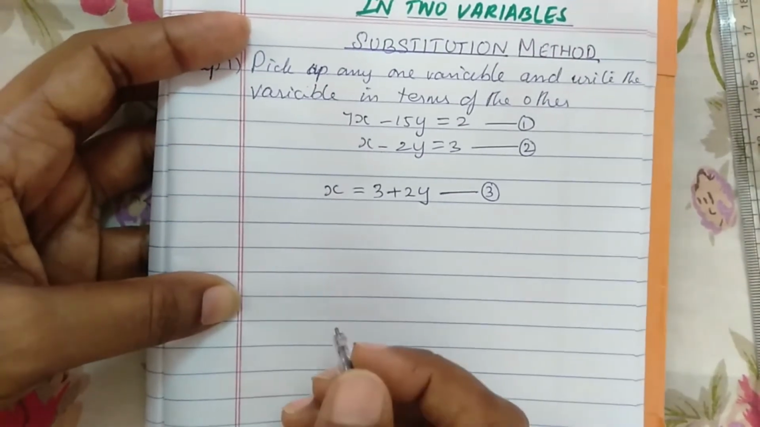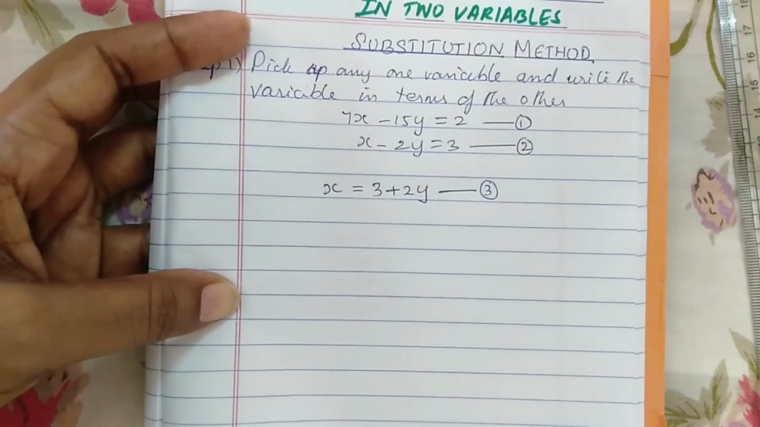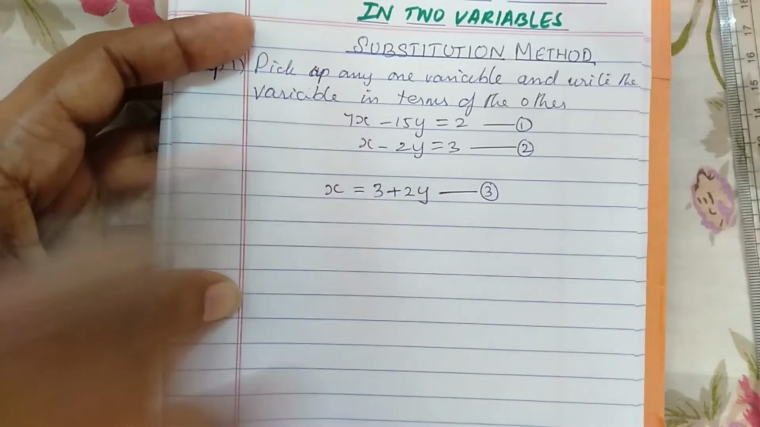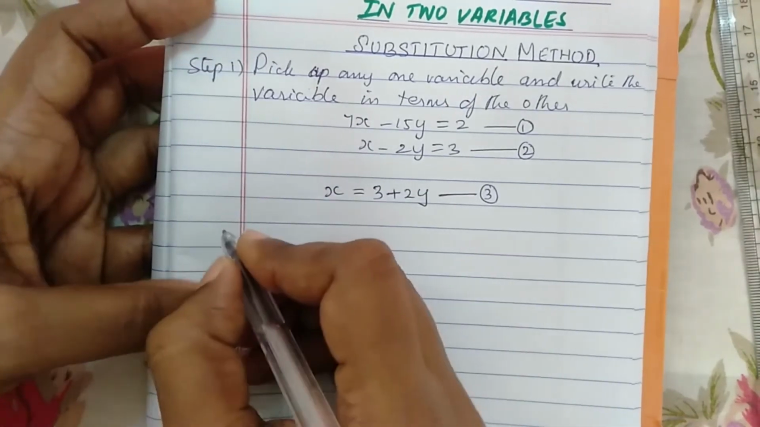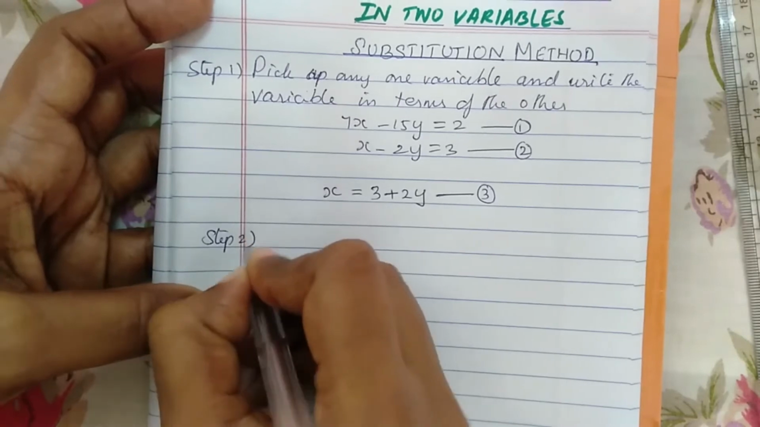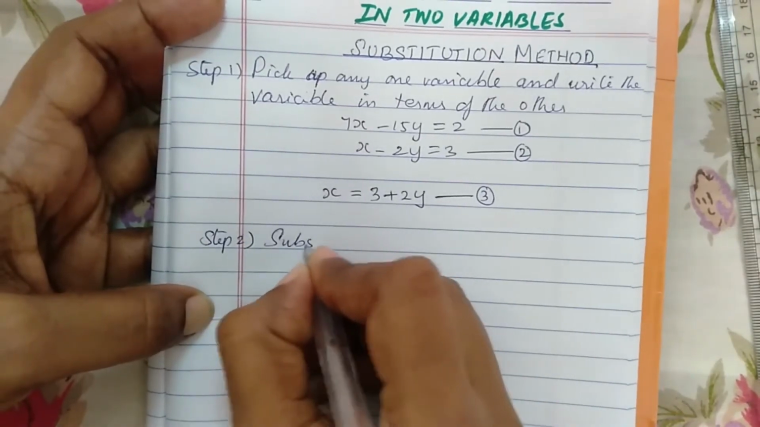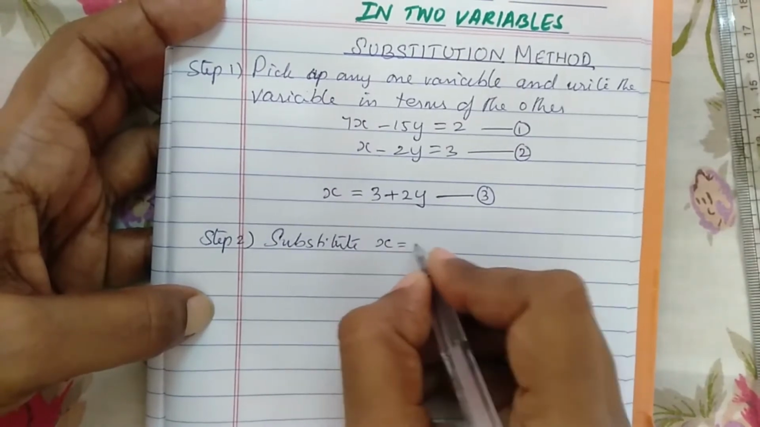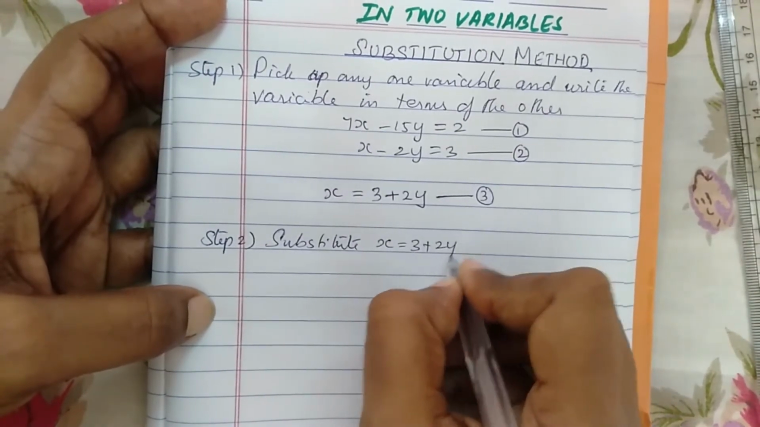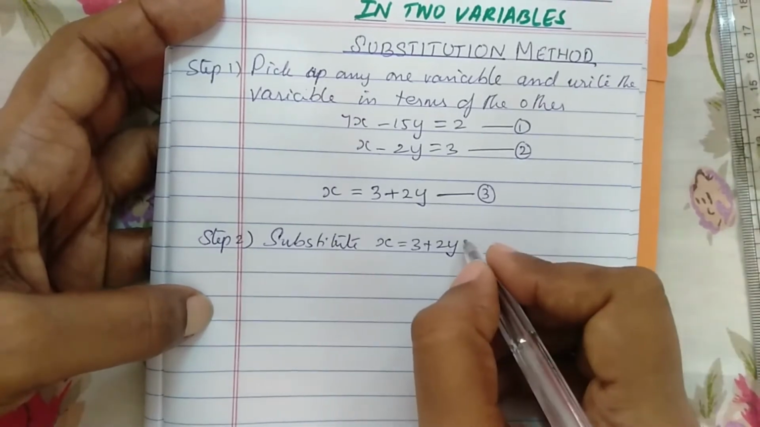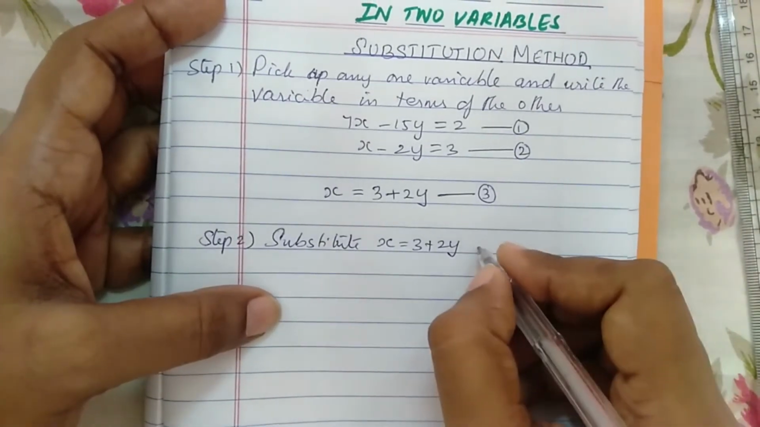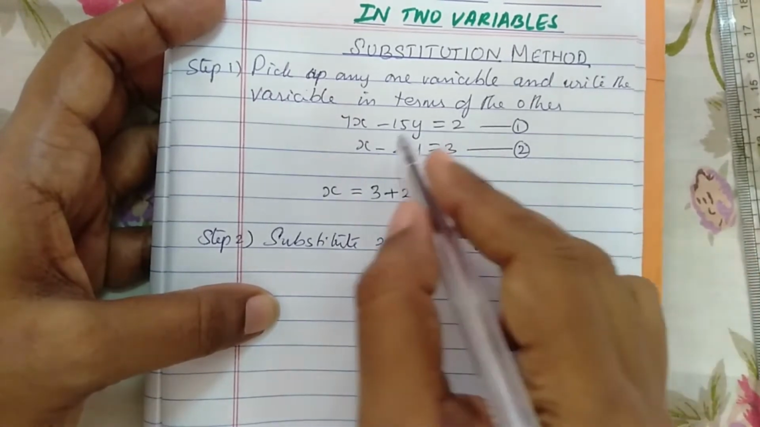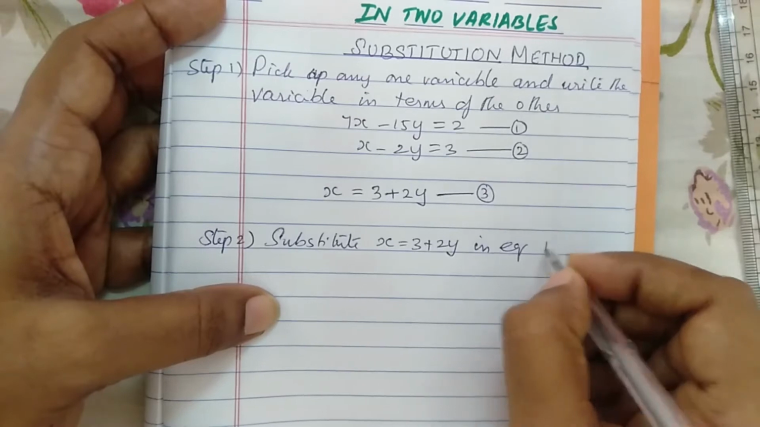Now the second step is to substitute this value for x in the first equation, which we have not used yet. Okay, now the second step is substitute x is equal to 3 plus 2y, or you can say equation number 3, in equation number 1.